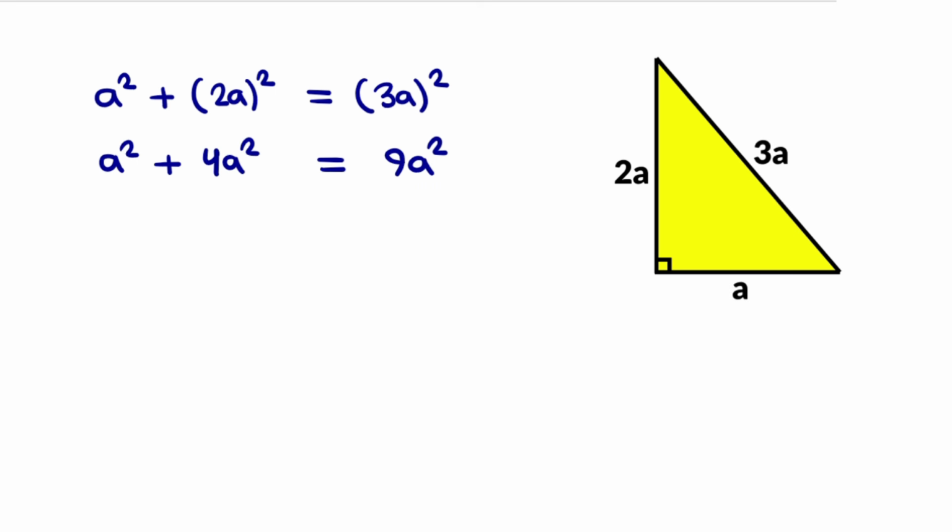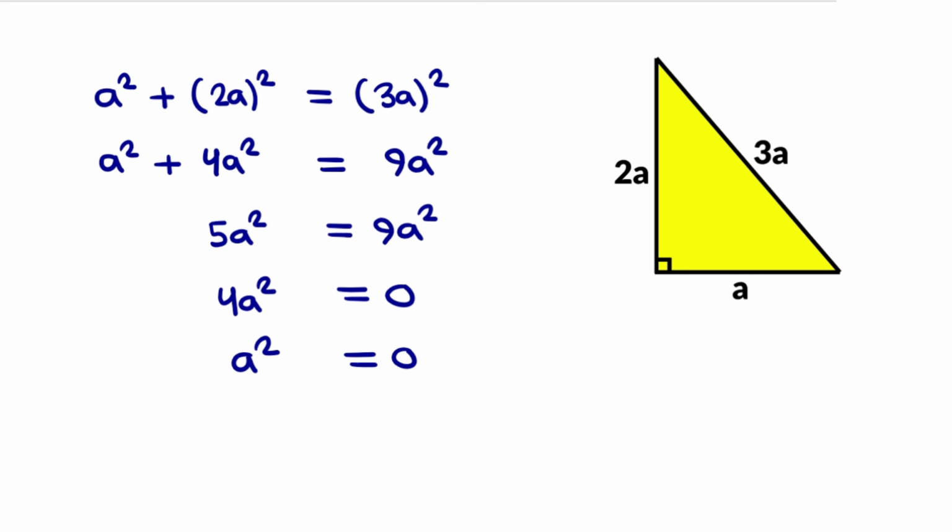Combine the terms on the left, and we get 5a squared equals 9a squared. Subtract 5a squared from both sides, and we get 4a squared equals 0. Therefore, a squared equals 0. And so, a equals 0.